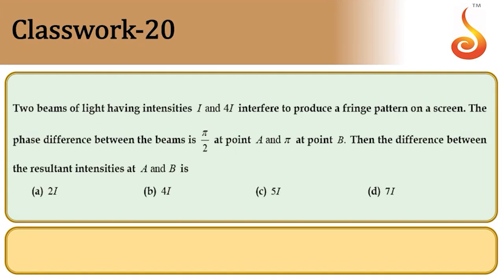Example 20. Two beams of light having intensities I1 and I2, that is I and 4I, interfere to produce a fringe pattern on a screen. The phase difference between the beams is pi by 2 at point A and pi at point B. Then the difference between the resultant intensities at A and B is.